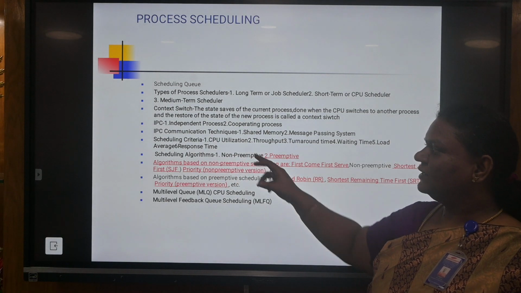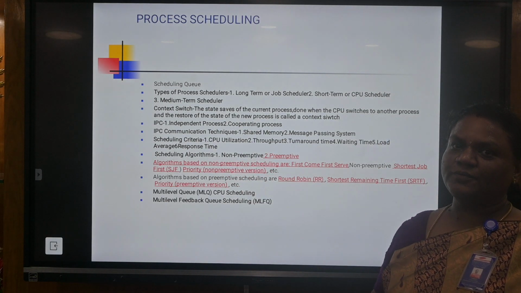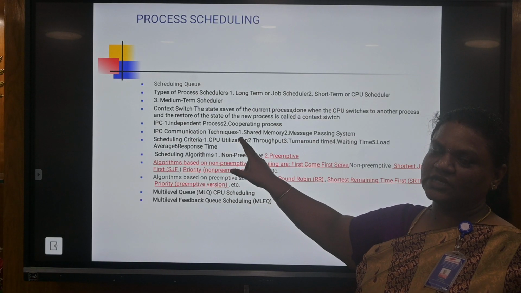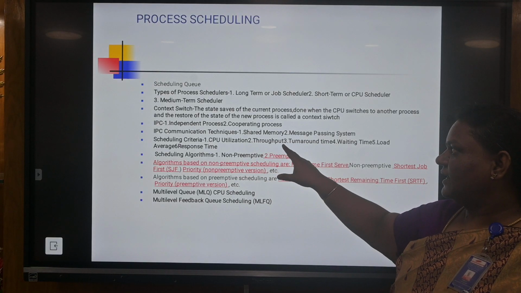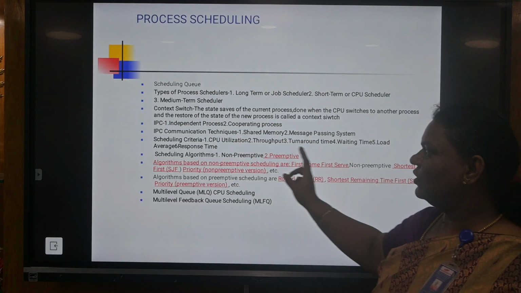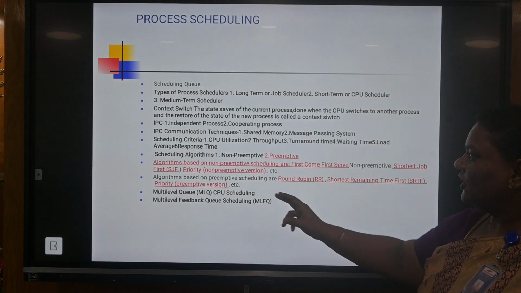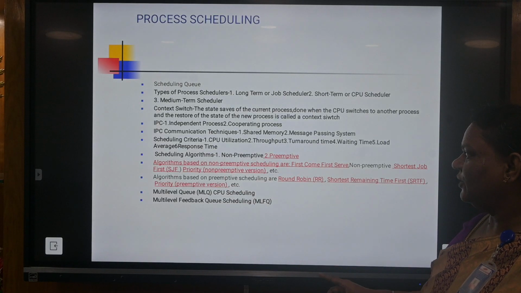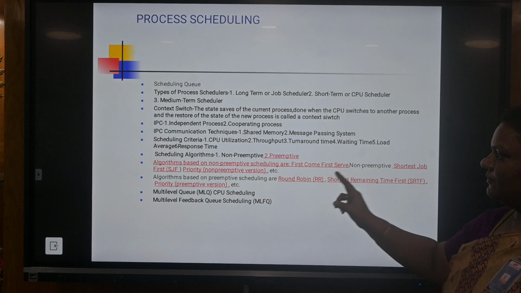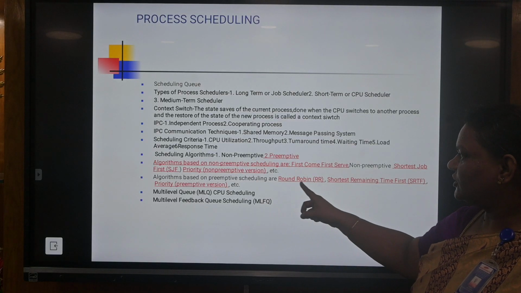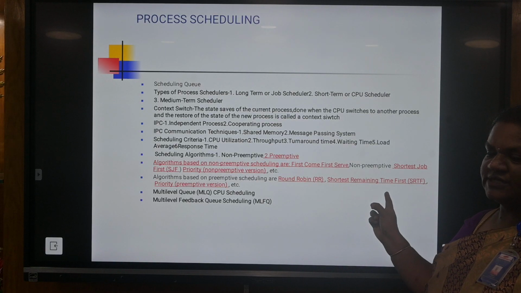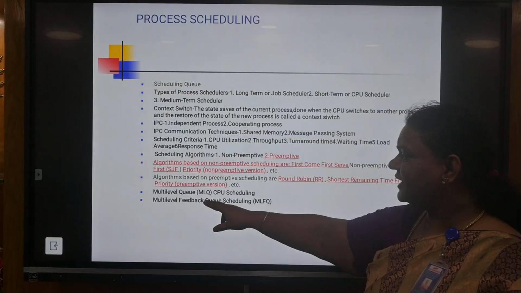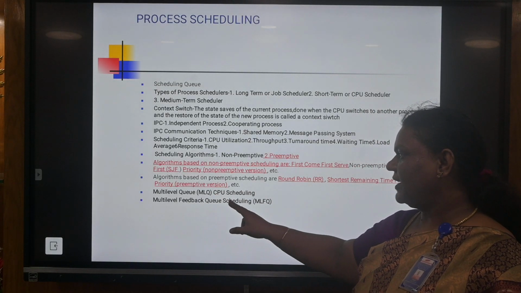Scheduling criteria. These are different criteria that are used for process scheduling, CPU scheduling. CPU utilization is how long the CPU is used. Throughput, efficiency, turnaround time, waiting time, load, average response time. Scheduling algorithms are of two types: non-preemptive and preemptive. Algorithms based on non-preemptive scheduling are first come first served, shortest job first, and priority. Algorithms based on preemptive scheduling are round robin, shortest remaining time, and preemptive version of priority. Multi-level queue CPU scheduling, multi-level feedback queue scheduling.